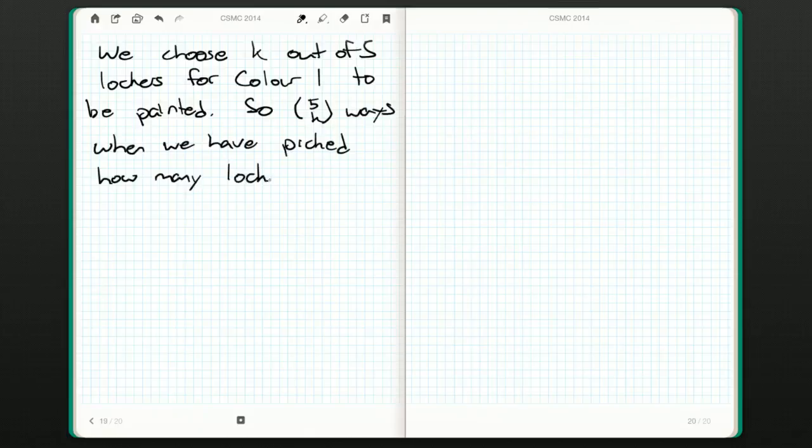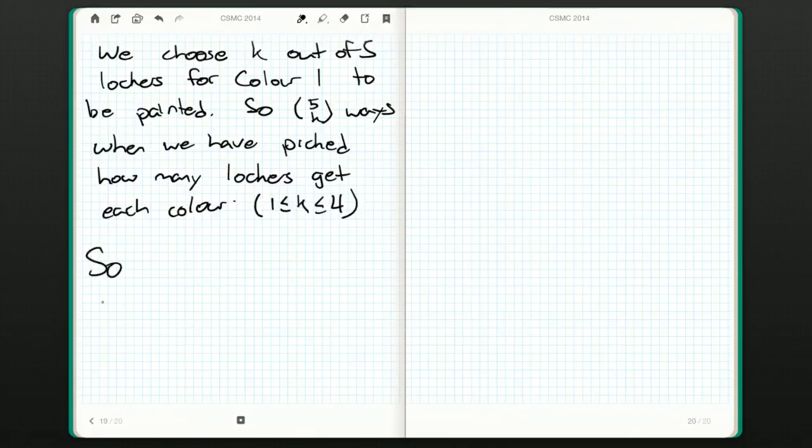So once we've picked how many lockers get each color, well, we have to actually pick the lockers. We have 5 lockers, and say we're choosing 3 of them to be painted with color 1. 5 choose 3 different ways. So K goes between 1 and 4.